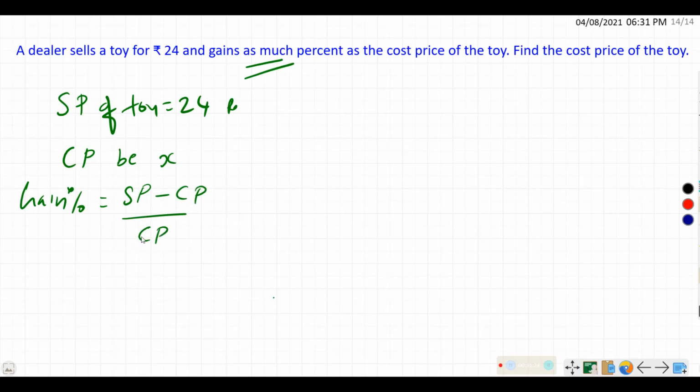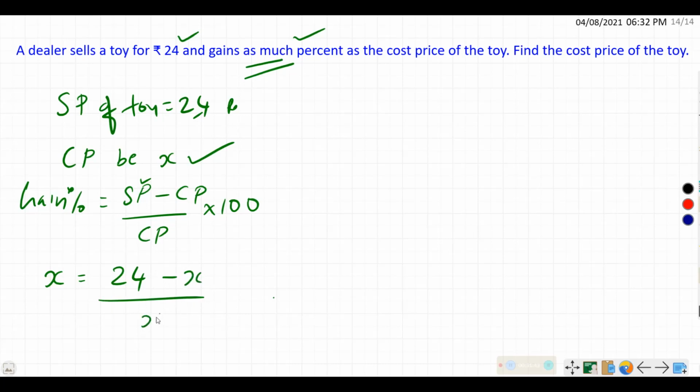And we know that profit percent is calculated by selling price minus cost price upon cost price into 100. That's which you studied in 6th standard. Simply substitute in the formula. X is equal to selling price 24, minus cost price X, upon X, into 100, all in terms of X. So we will create an equation out of it to solve it. X square is equal to 24 minus X into 100.